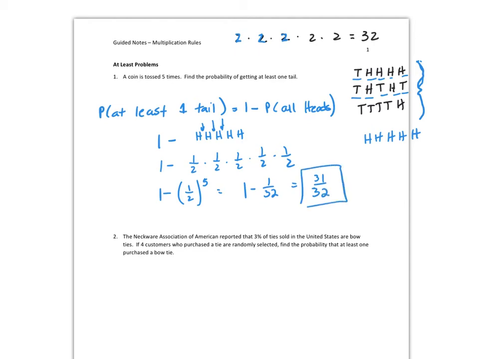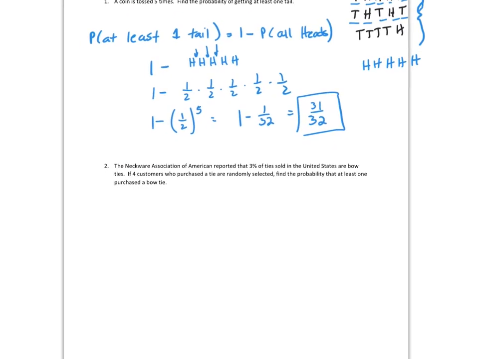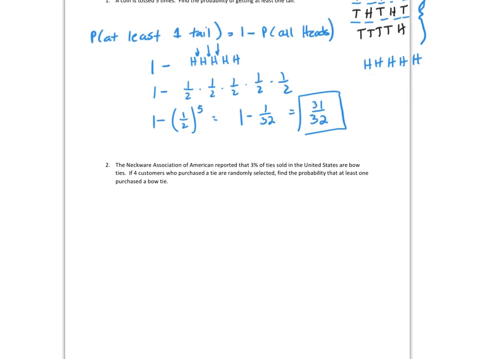Let's do another one. The Necktie Association of America reported that 3% of ties sold in the United States are bow ties. Okay, so probability of a bow tie is 0.03. Of course, the probability of not a bow tie would be 0.97. Find the probability that at least one purchased a bow tie.